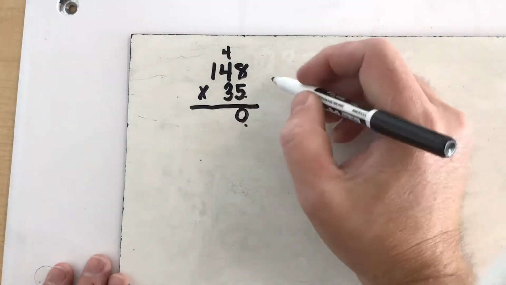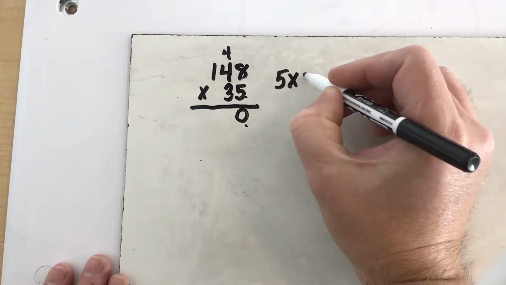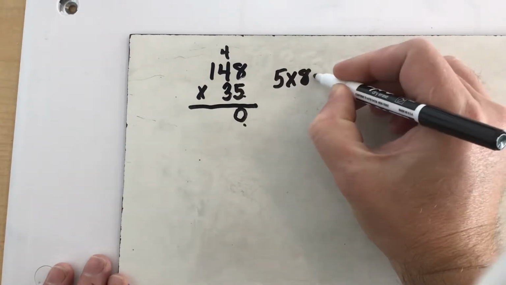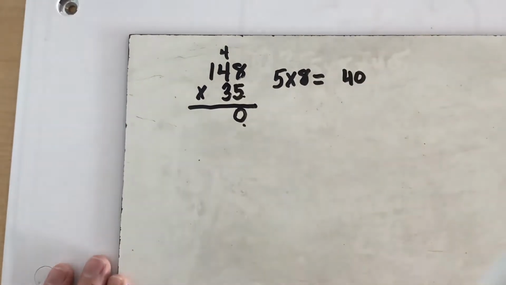value. What I'm going to do, as I'm doing this, I'm going to keep track of this, and this is what you should be doing as well. So we know 5 times 8 is 40. Got that so far?